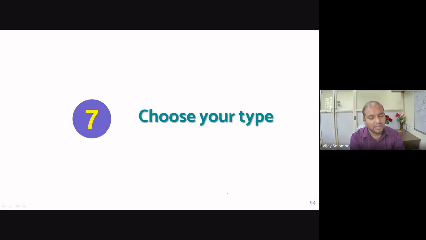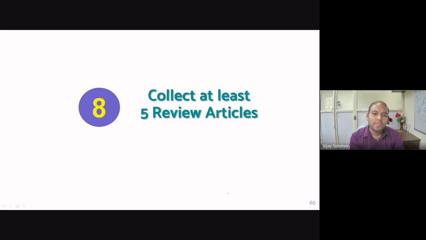Choose your type. Are you going to write a mini review? Are you going to write a narrative review or a critical review or a meta-analysis and so on? Choose your type. Select at least 5 review articles in that choice, recently published from one journal or 5 different journals. Just take the 5 review articles published.